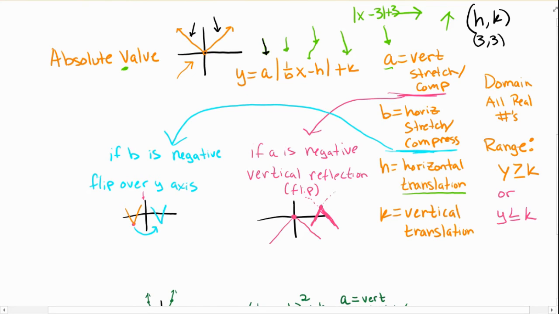So our range is only above the k value, because let's say that we had a positive 3 for our k value back here. Well, that would shift our v up, meaning the y values would only be 3 and higher. The flip side of that, no pun intended, is if we have a negative a value, that flips it upside down, meaning our range is going to be y is less than or equal to k, because wherever that vertex is at, all of the y values are going to be less than that.